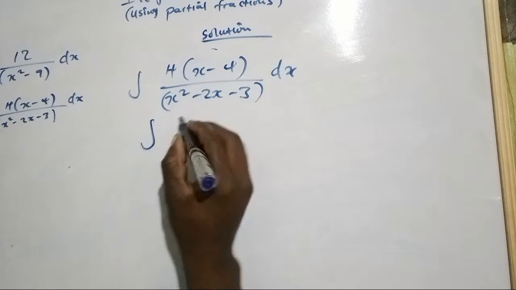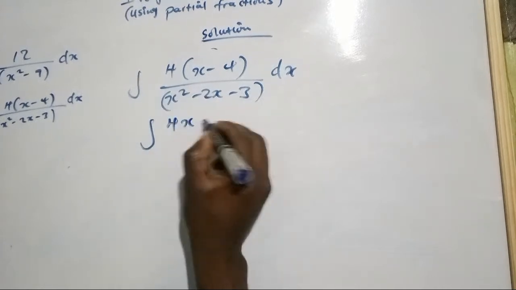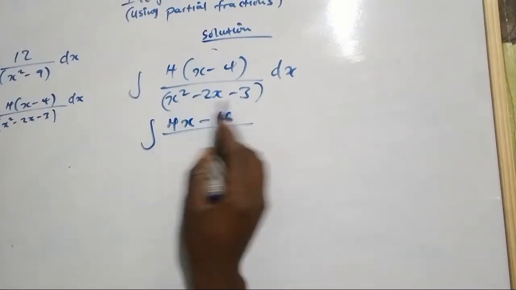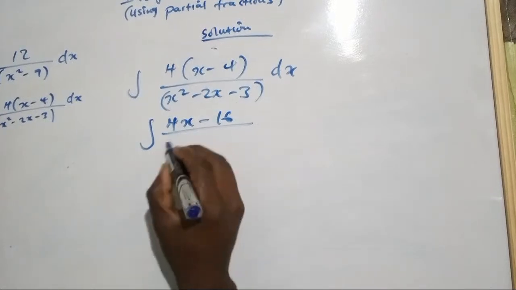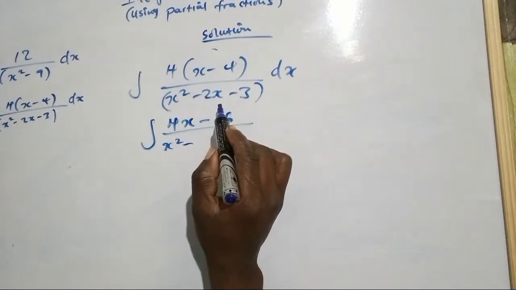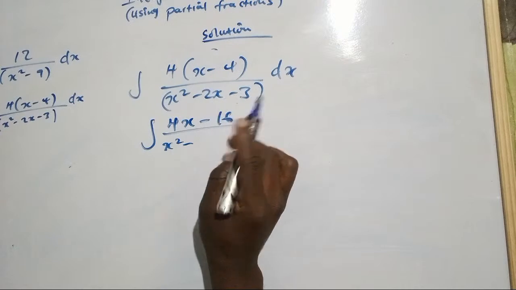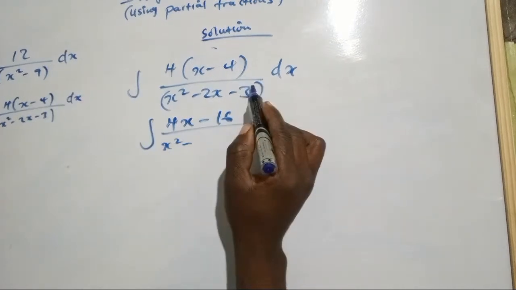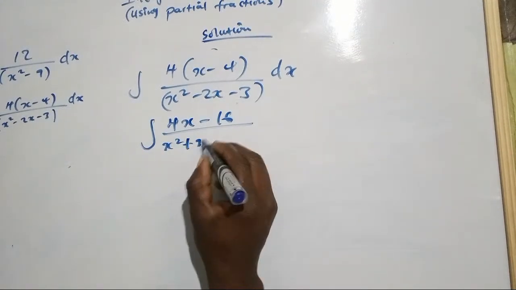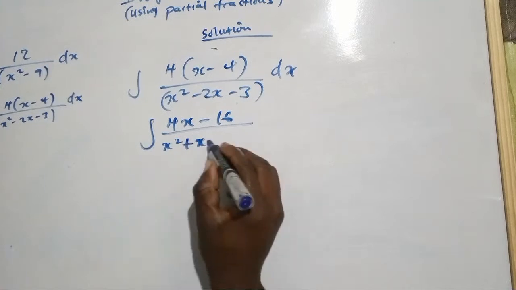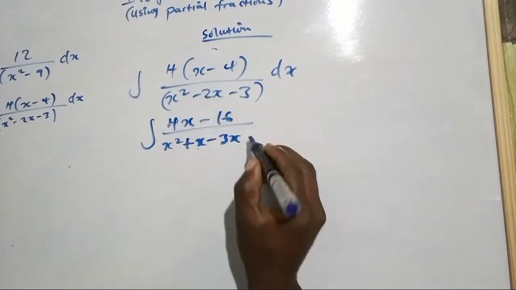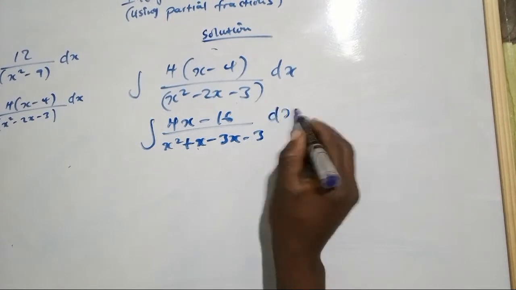So we're going to say the integral of 4x minus 16, then over x squared minus 2x minus 3. Here we're going to look for product and sum. When you multiply, it will give minus 3, but when you add, it will give us minus 2. So it will be positive 1, which is positive x, and the minus 3, because 1 minus 3 gives minus 2, then minus 3 here, dx.